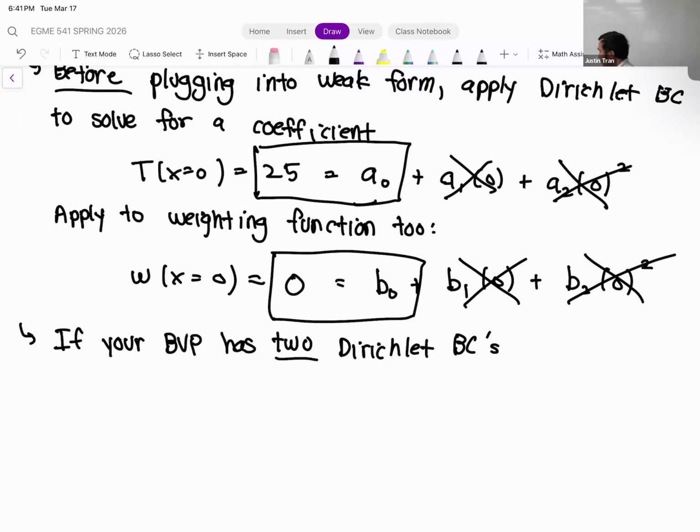In fact, I think one of the problems on the next homework, not the activity you are working on, but the problem set that has to do with this, does have a problem like that. We have a problem with two Dirichlet boundary conditions. You're going to want to apply both before you plug into the weak form.